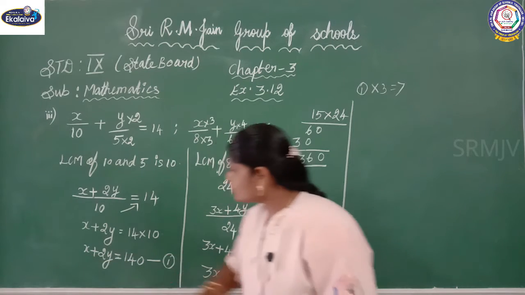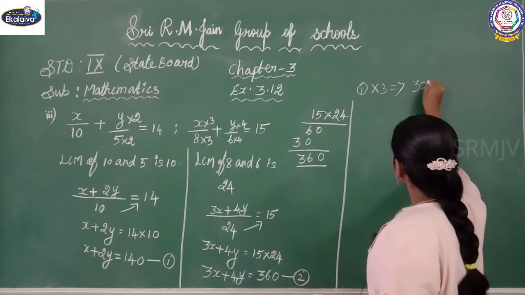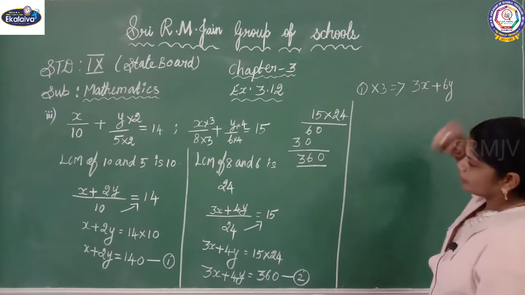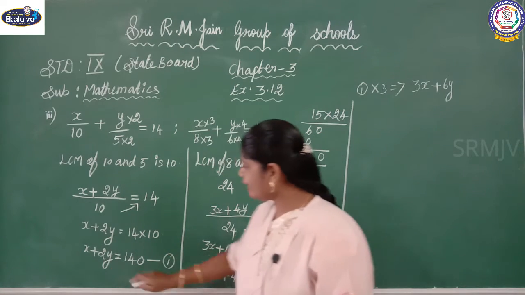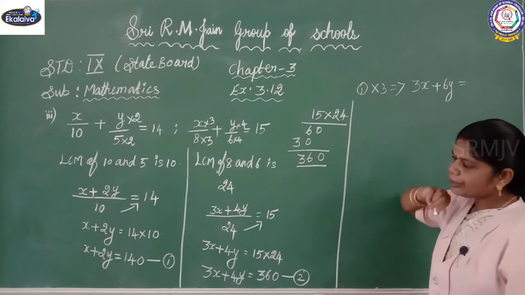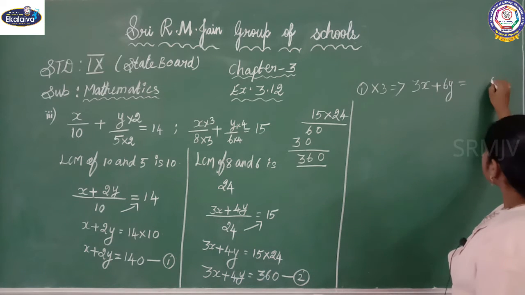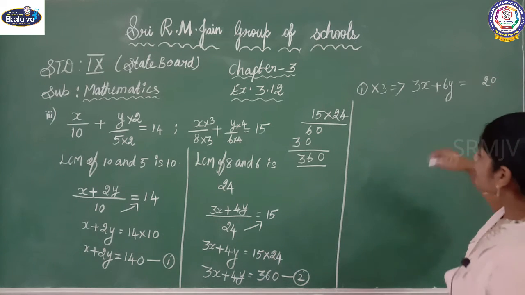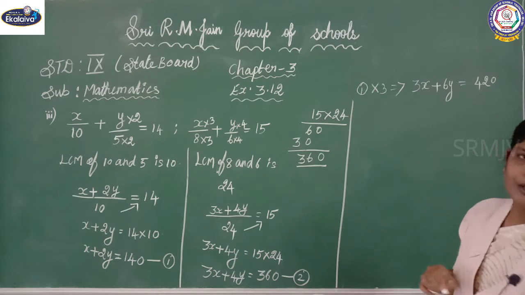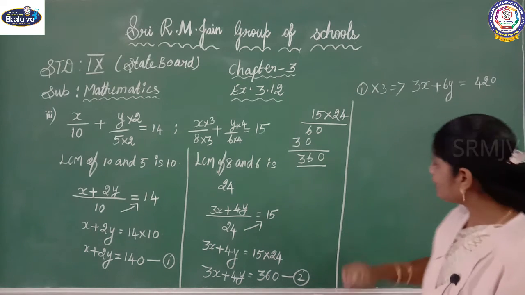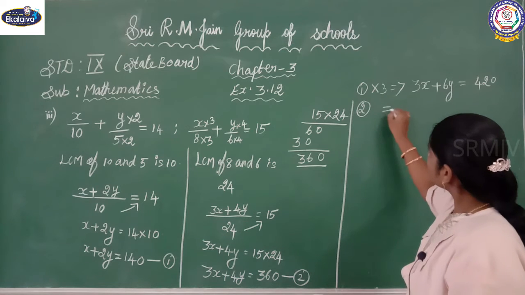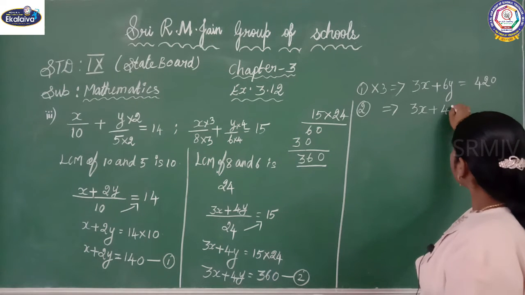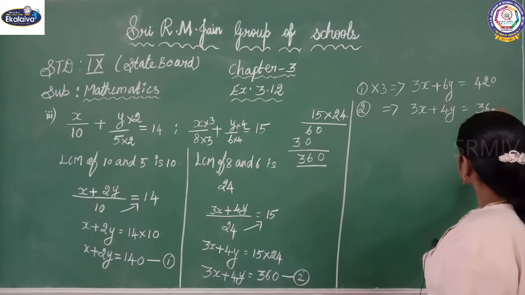So first equation I am going to multiply with 3. So 3 into x, what you will get, children? 3x plus 3 2s are 6 into y, 6y equal to 3 into 140. So 3 into 0, 0. 3 4s are 12, 2 remaining 1. And 3 1s are 3, 3 plus 1, 4. 420. Okay. And take the second equation, you write as it is. 3x plus 4y equal to 360.